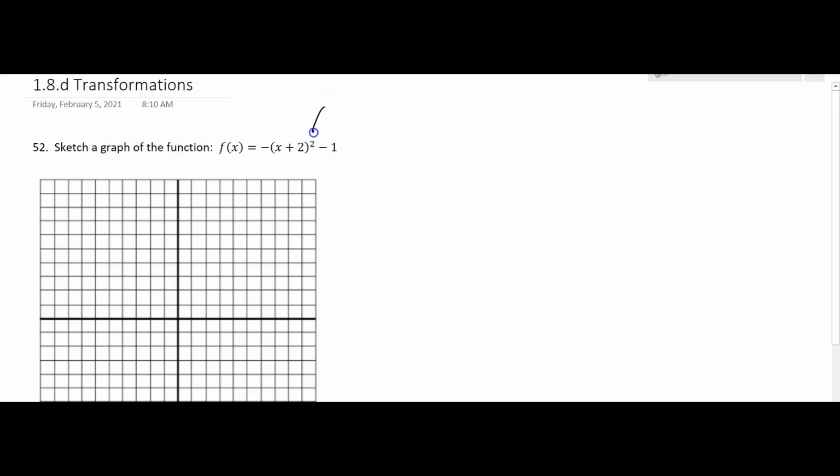Okay, so it looks like we have a quadratic function. So we know that looks like this, right? Okay, and then what are the pieces telling us? Well, this says shift 2 to the left. 2 left. Okay, so I can go over here 2 to the left, and I can draw a little parabola here. I'm just going to make it a dotted parabola, because it's not our final answer.